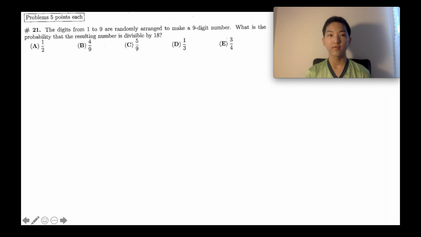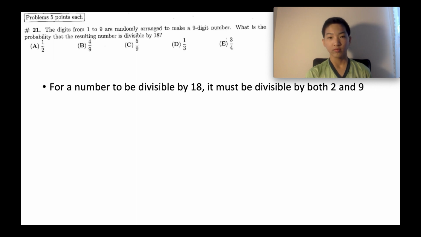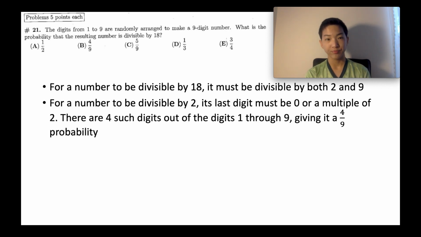Now we are on to the section with all problems worth 5 points each. So we have problem 21. So first, we need to know the divisibility rules. For a number to be divisible by 18, it must be divisible by both 2 and 9. For a number to be divisible by 2, its last digit must be 0 or a multiple of 2. There are 4 such digits out of digits 1 through 9, giving it a 4/9 probability.